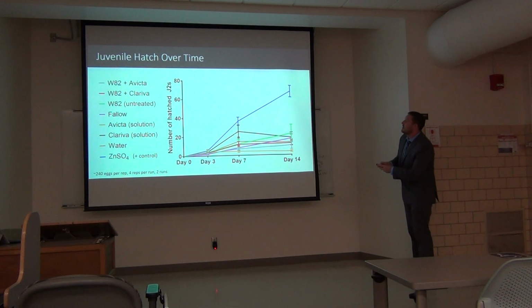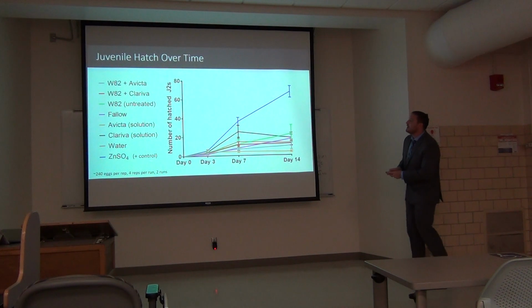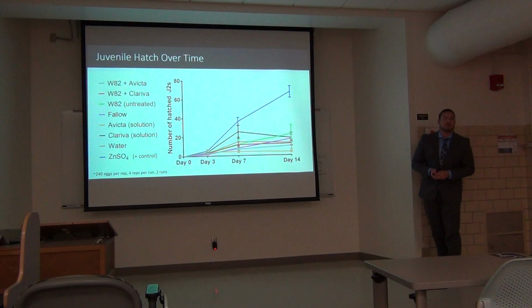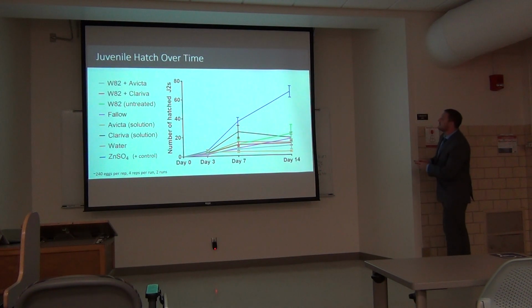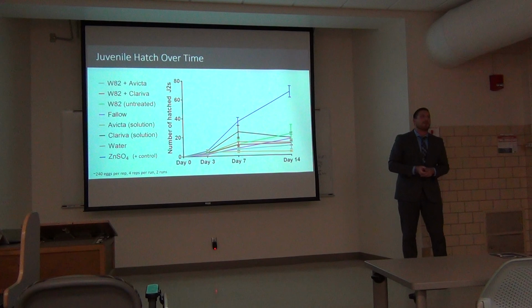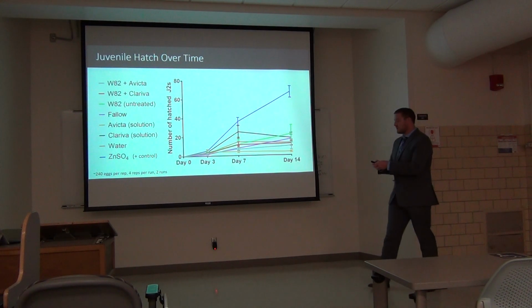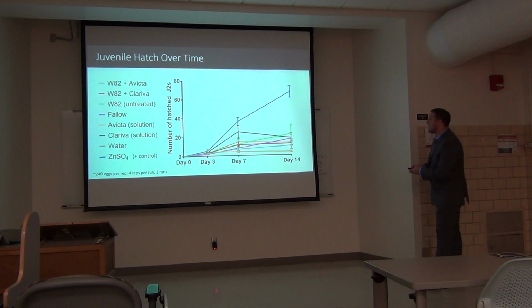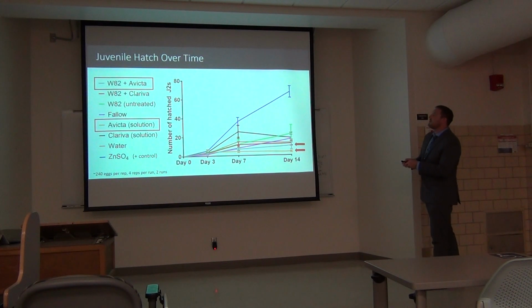So with our treatments, I also have a couple control treatments: Avicta solution, so what was put on the seeds, Clariva solution, water, and a positive control of zinc sulfate. And in this graph, all we're looking at is the number of hatched juveniles over time. The big thing that pops out first is that we have this massive increase in hatch of this blue line, which is our positive control, meaning, hey, our experiment worked. The next thing we want to look at is what didn't work, right? What stopped the nematodes from hatching? So looking at these two shortest lines, that relates to Williams 82 with Avicta and our Avicta solution.